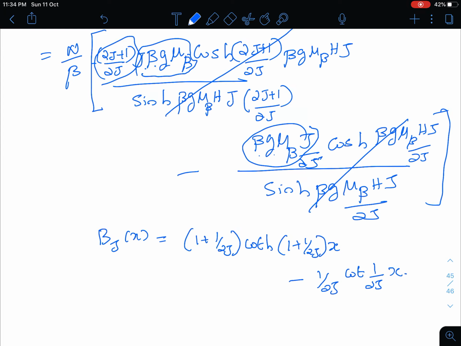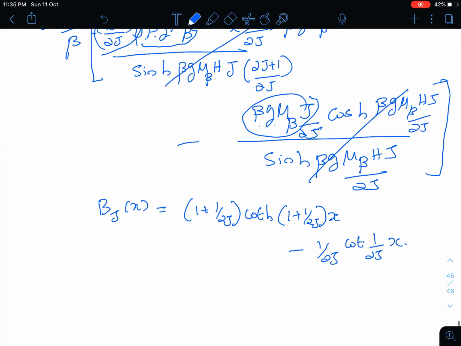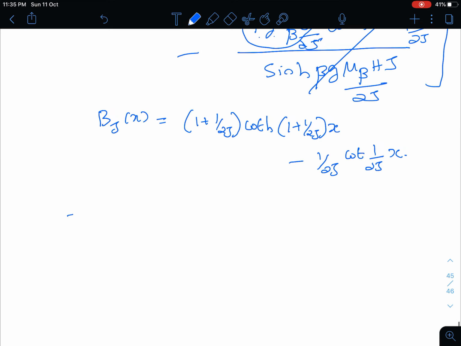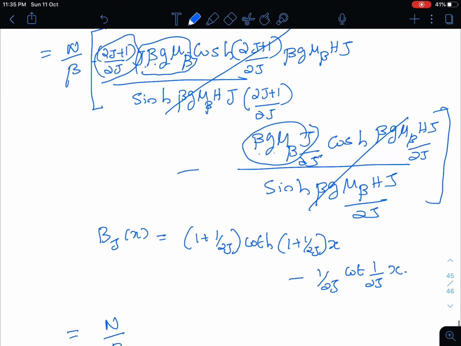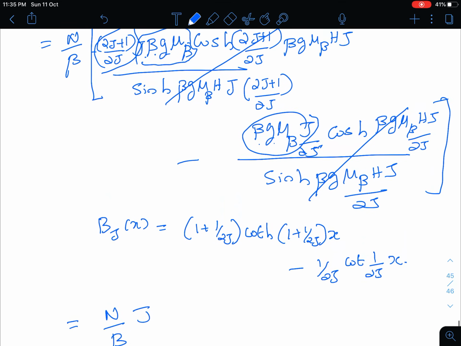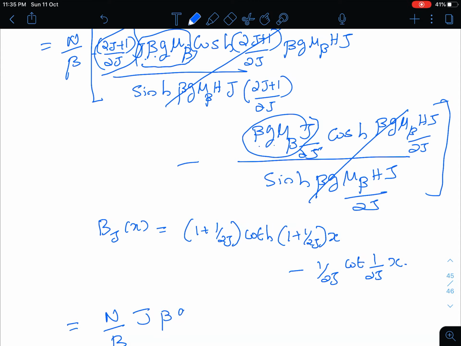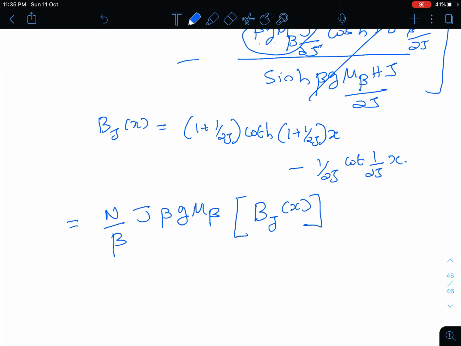So that's same. So what I am going to do is I am taking it outside. So you have already n by beta, then what we have to take out, j, tell me, j beta g mu b. But ബാക്കിയുള്ളത് എന്താണ്, it's called Brillouin function, bj of x, let us say x. Okay, x എന്താണെന്നുള്ളത് നമുക്കറിയാം. Okay, so this is it. So that is our mz. Alright, so that is our mz. Good, we got it.